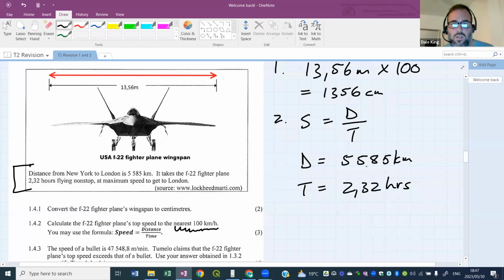So we've got a distance, we've got a time. We just need to put this into the formula. Okay, so to get our speed, put it into the formula and tell me what you get. But your answer better be rounded off to the nearest 100 kilometers. All right, guys, what do you get? Put it in and let me know.